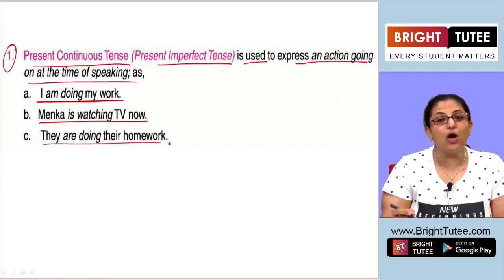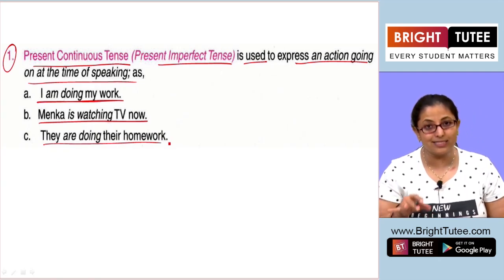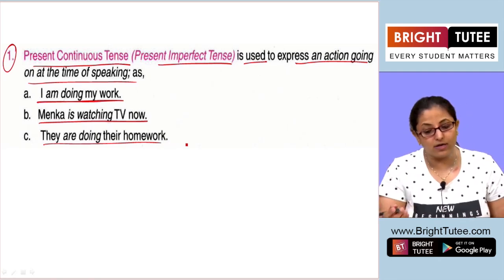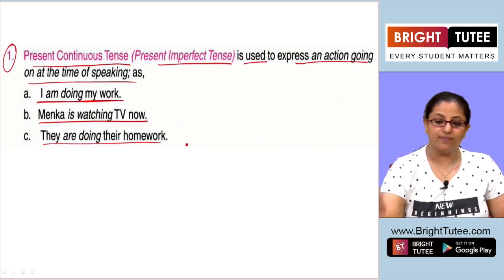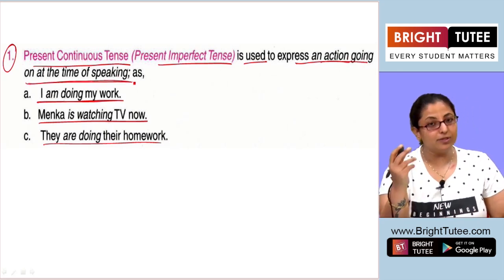They are doing their homework. The action is continuing in the present time. This means at this time the action is happening. So they are doing their homework. So these are the times when present continuous tense is used, when an action is going on at the time of speaking.